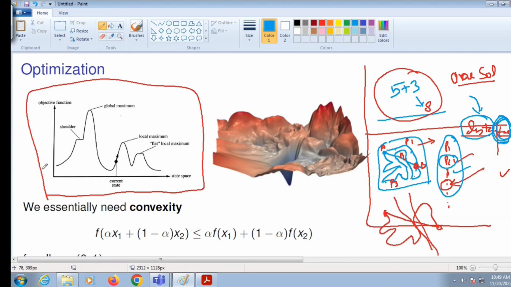So let's assume that I'm going to plot a graph where on one side there is goodness. It says objective first. There is another technical name called objective function. So this is the goodness of my solution. And let's assume that all these points on this particular state space are the solutions.